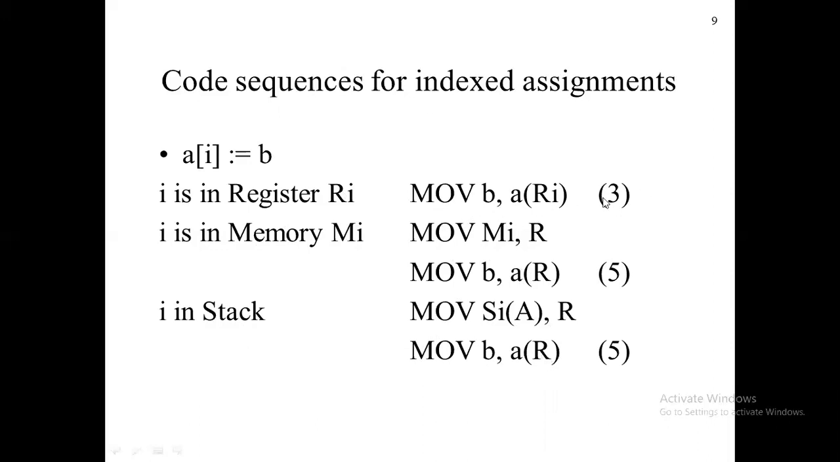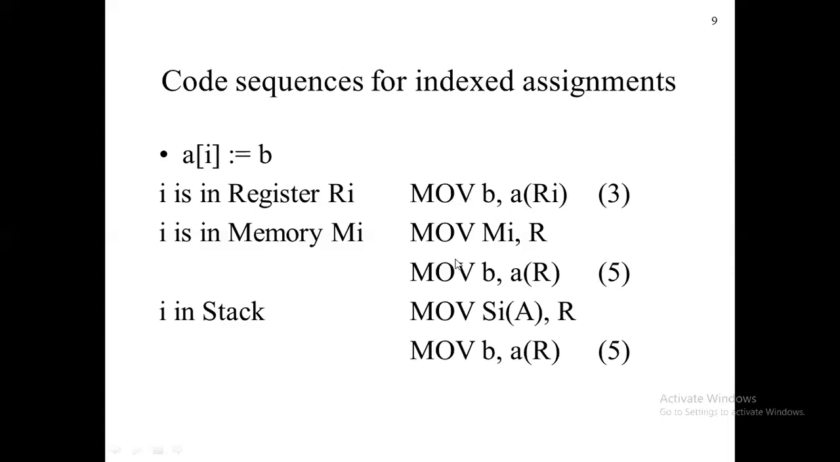Here, 3, 5, 5 are called instruction costs. For this instruction, move is an instruction, so it has cost 1. B is a variable, it has cost 1. A of array is an array, so it has cost 1. So you have to add 1 plus 1 plus 1, that is equal to 3.